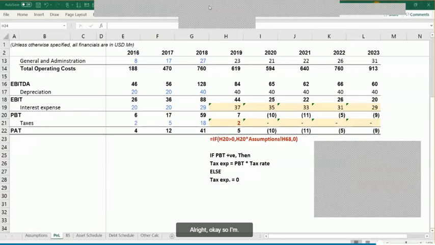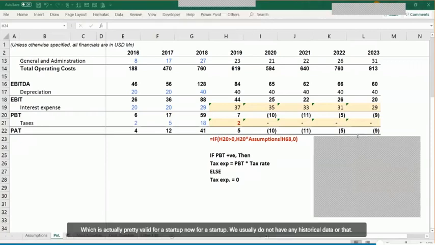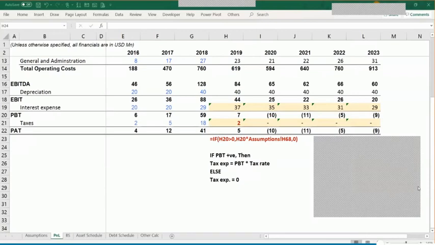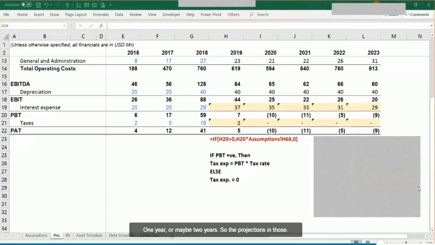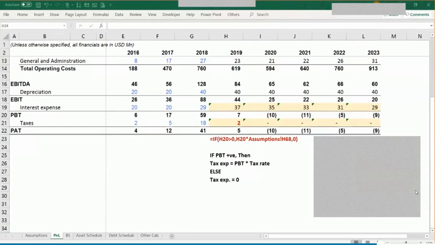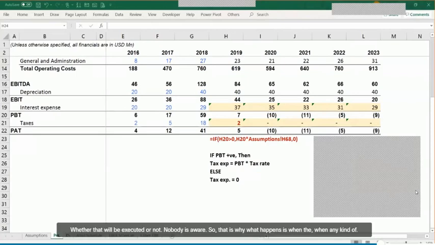Okay, so Amanpreet, you have a question which is actually pretty valid for a startup. Now, for a startup, we usually do not have any historical data, or at max that startup might have been in existence for just 6 months, 1 year, or maybe 2 years. So the projections in those cases are actually very volatile. You would see that for a startup company, everything is in the air. It's more like a business plan which the promoter is looking to execute. But whether that will be executed or not, nobody is aware of it.